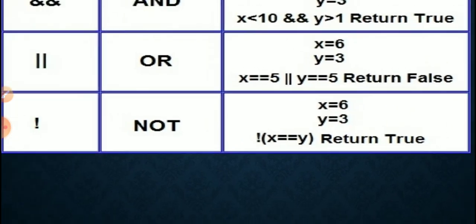See the third example, NOT. x equal to 6, y equal to 3. Not x equal to y. First you see x equal to y. What is x? 6. What is y? 3. Is the condition true or false? x is equal to y? No, false. So the opposite value of false is true. So it returns true. This is the NOT operator.